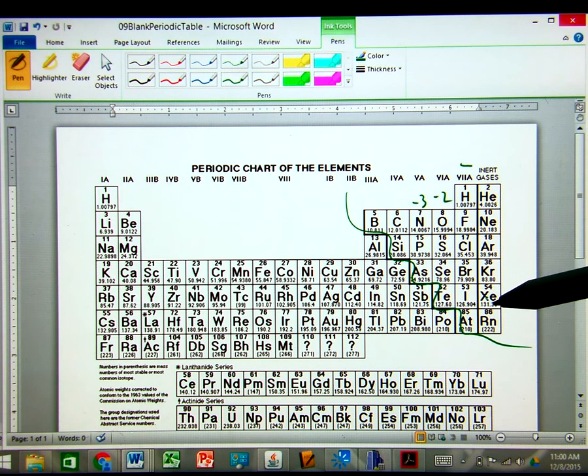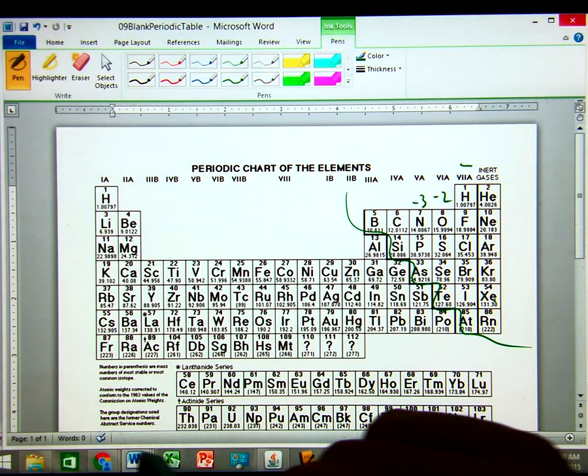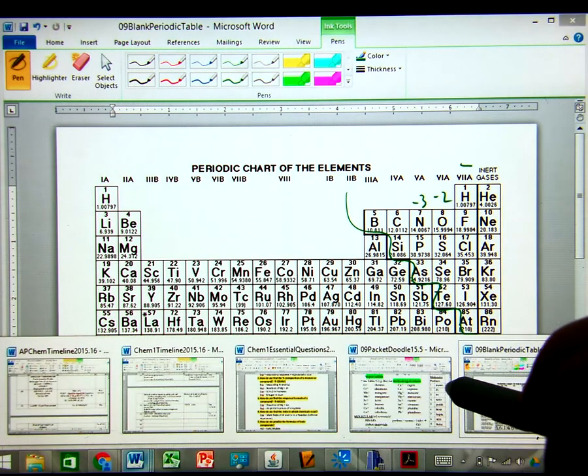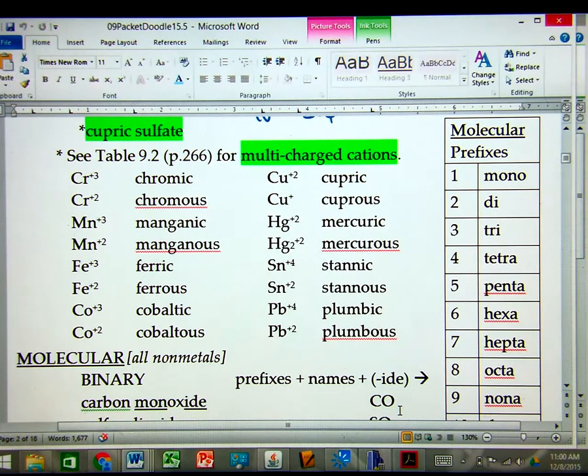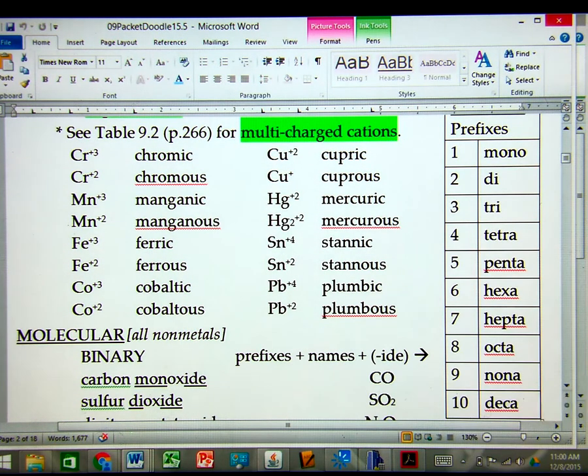So in this case, you are not going to have pluses and minuses because you're not gaining and losing electrons, you're just sharing. So that means when you name these compounds, you have to use prefixes. Mono, di, tri, tetra, penta, hexa, hepta, octa, nona, and deca. These are the 10 prefixes that you need to know for molecular compounds.